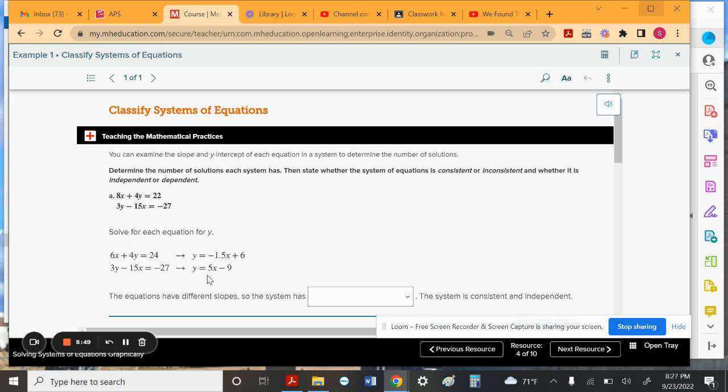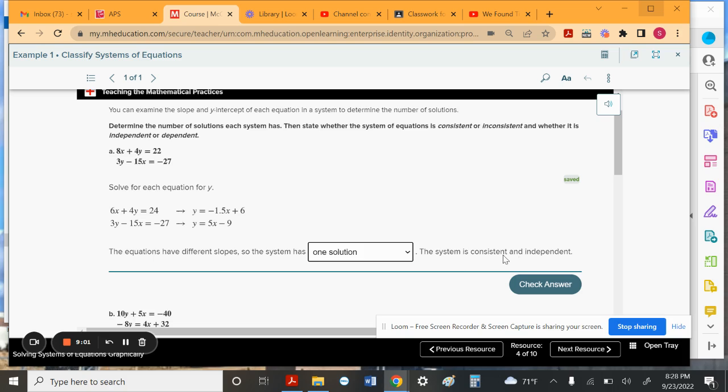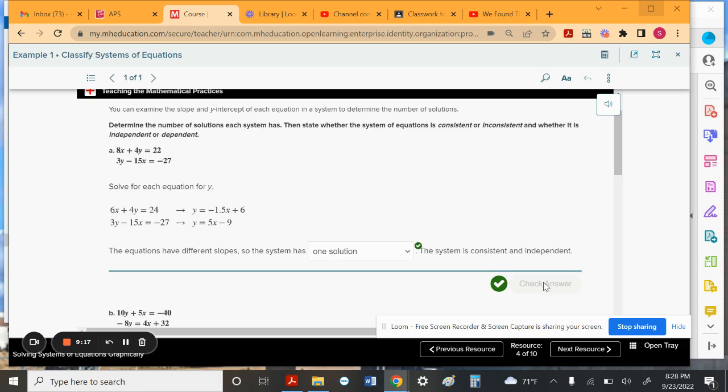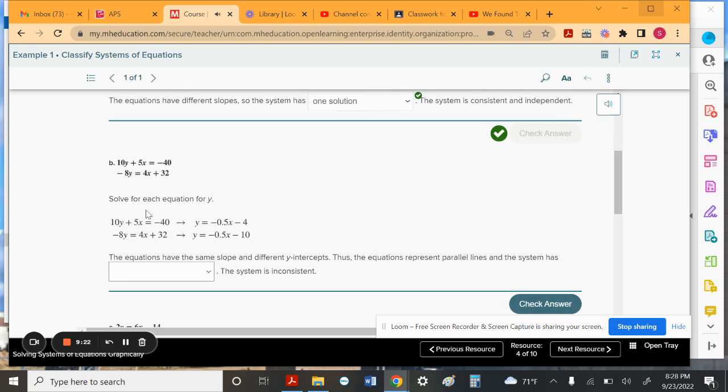So they have different slopes, which means that they're going to cross. So there's going to be one solution, and the system is consistent and independent. Why is that? Because it has one solution. At least one solution means it's consistent, and exactly one solution means it's independent. So that's what we have for that one. Let's make sure that this one is right. Okay, so 10 plus 5, yeah.